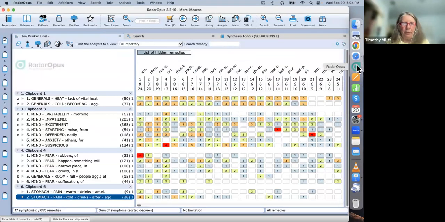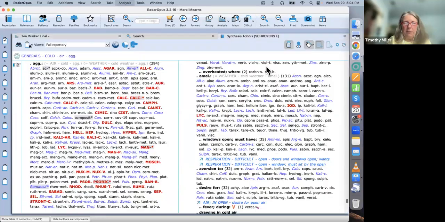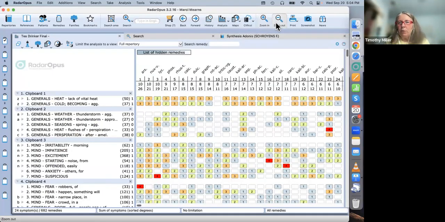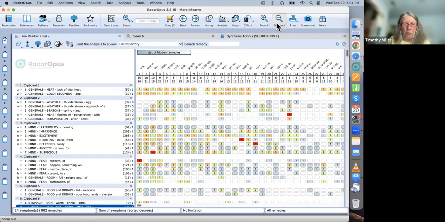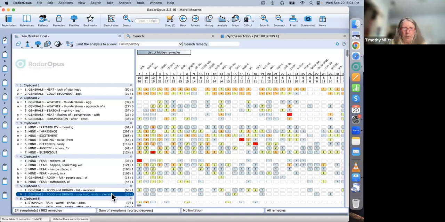Let me just bring the entire thing up for you now. By using the F8 key on my keyboard, it will bring up all of my clipboards. And if I zoom out a bit, you'll be able to see where on clipboard 5 here we have her aversion to fat and also her aversion to sour foods and acids. Now, Margaret Tyler does discuss her reasoning behind choosing arsenicum, even though there's the aversion to acids, which is not included in that remedy. And of course, it's because it's covering the totality. So there you have that case.